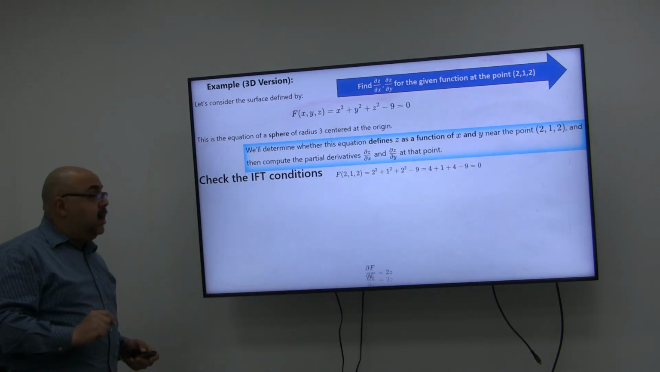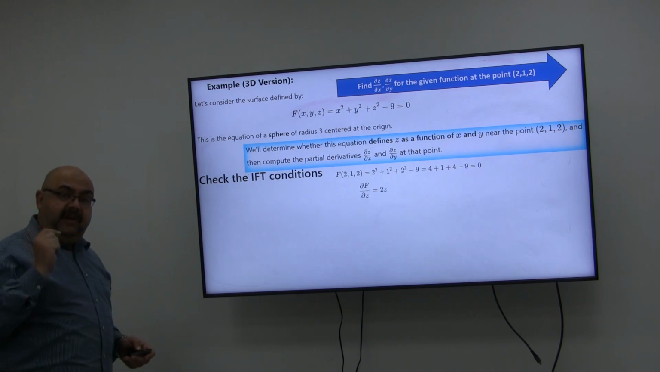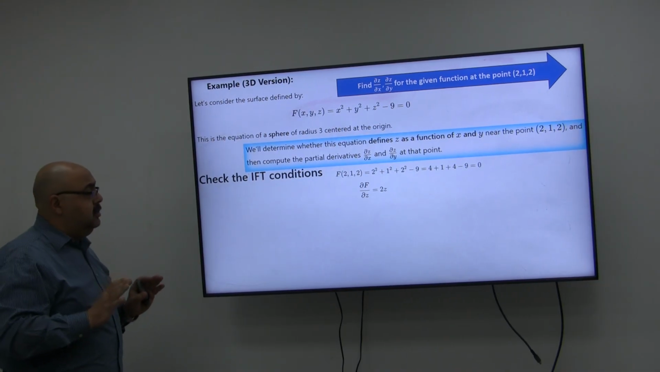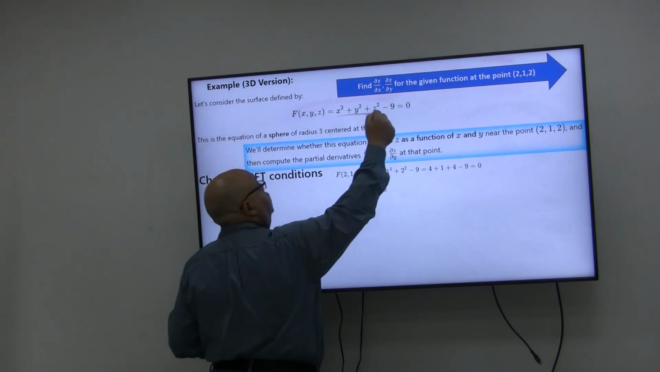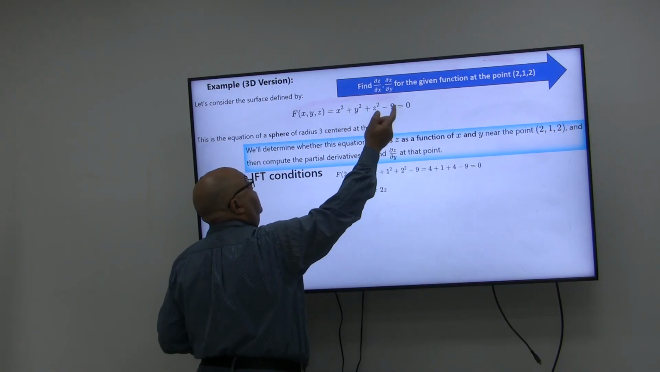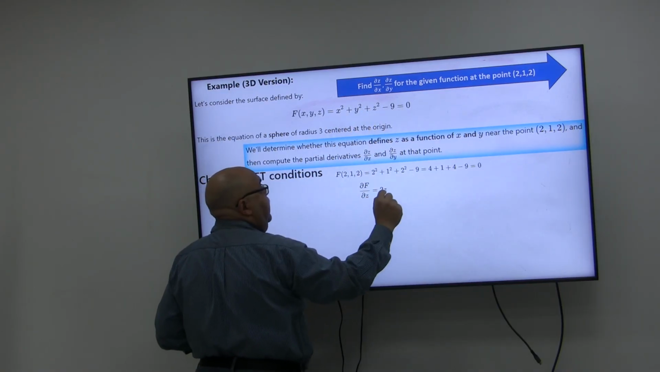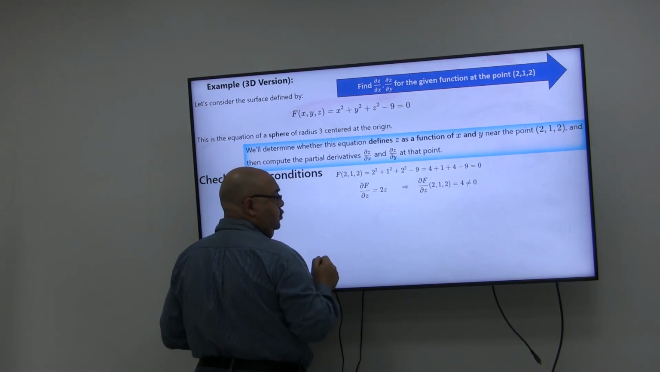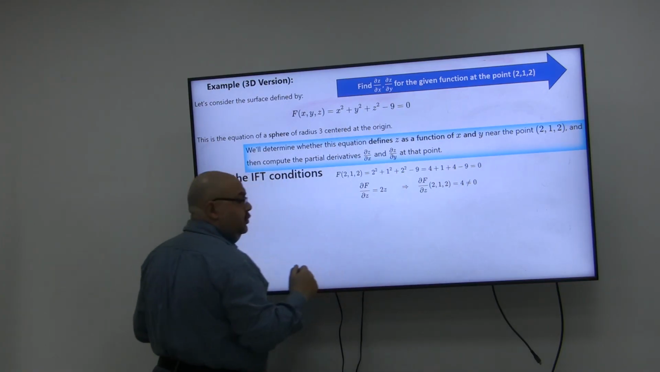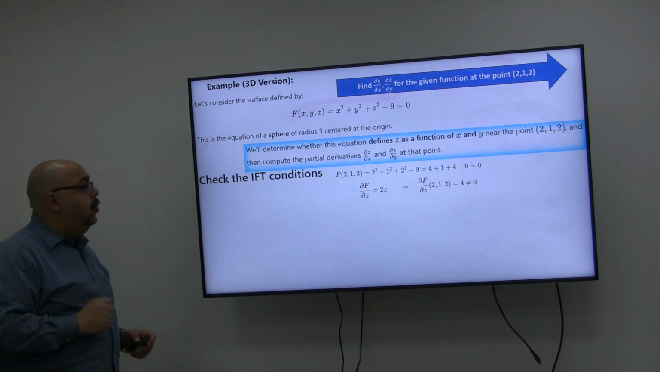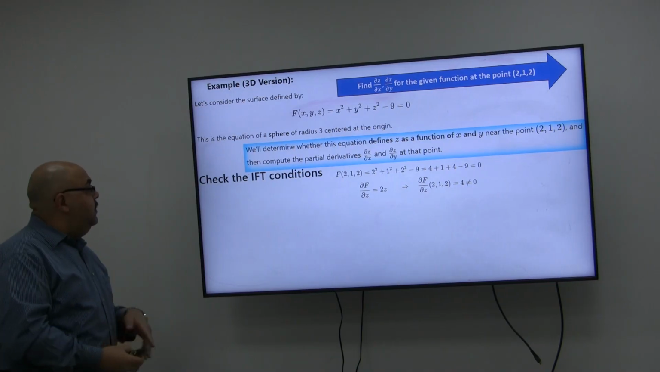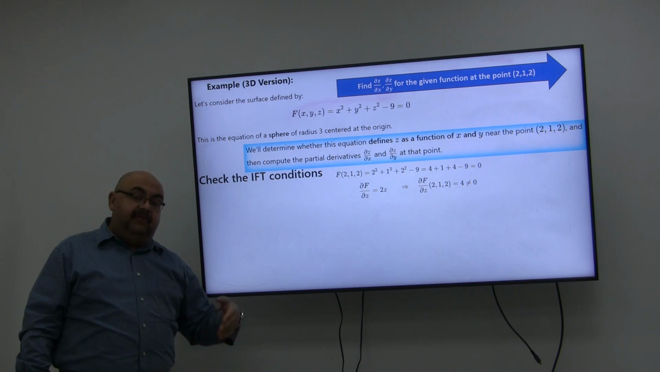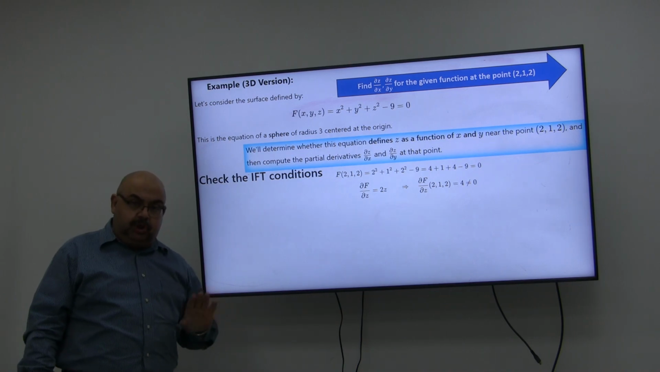The second check is to get the derivative of f with respect to z. It's crystal clear, as you can see. I differentiate this function with respect to z, which gives 2z. Replace z by the z component of the point, which is 2. The result is 4, which is not equal to 0, which means I can apply the implicit function theory and define the partial derivatives of z with respect to x and of z with respect to y.